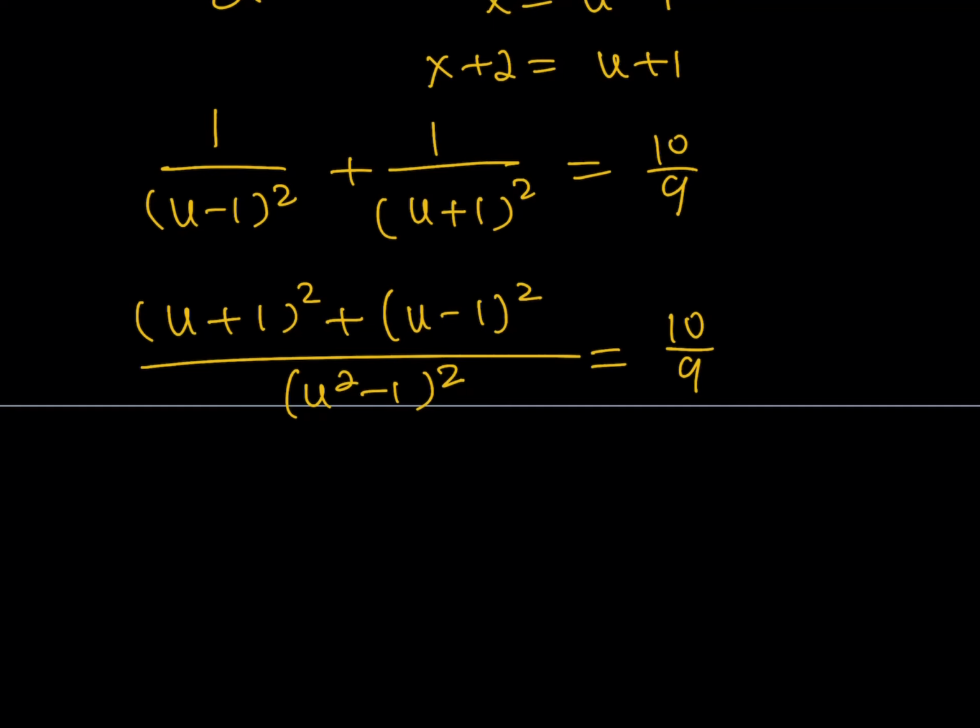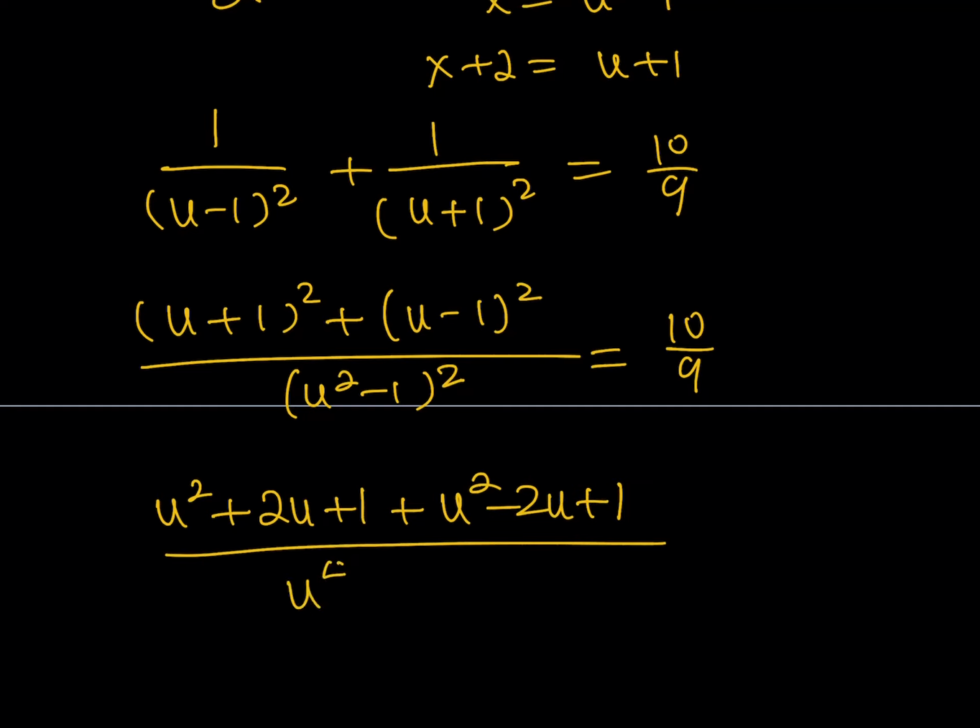This is going to be u² + 2u + 1. And the second part is u² − 2u + 1. So that's the beauty of it, obviously, that we basically get rid of some of these terms, and it makes the problem easier to solve. Okay, that's the whole idea.